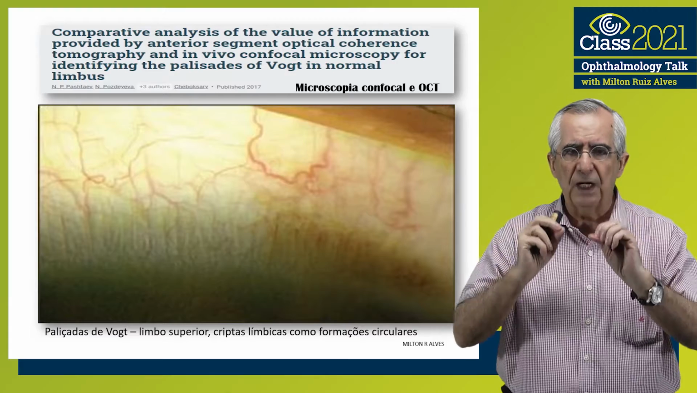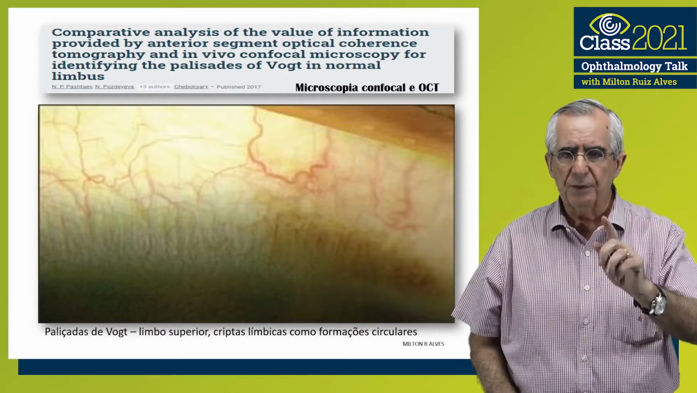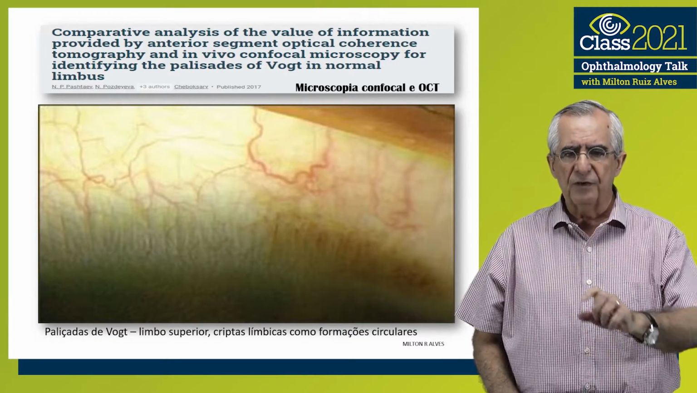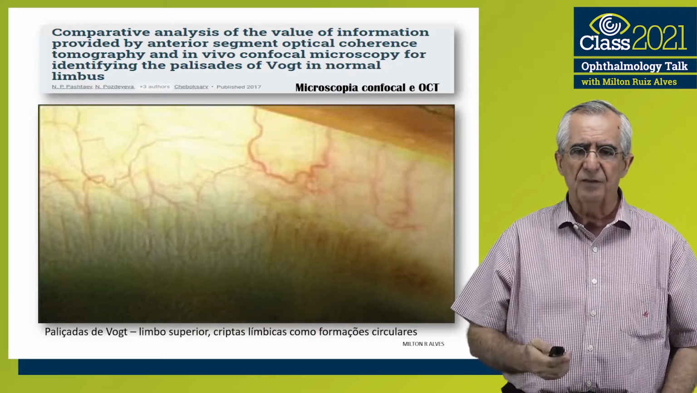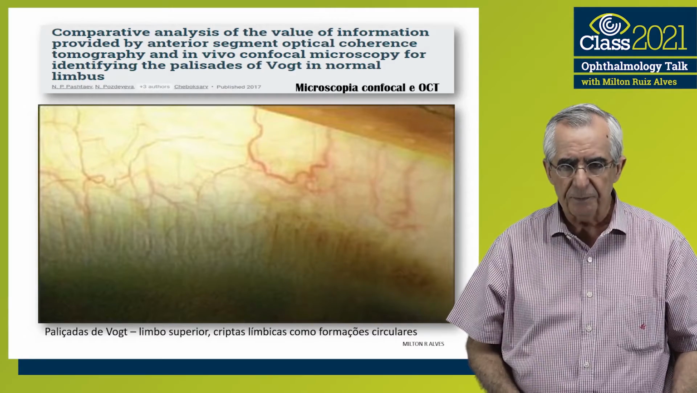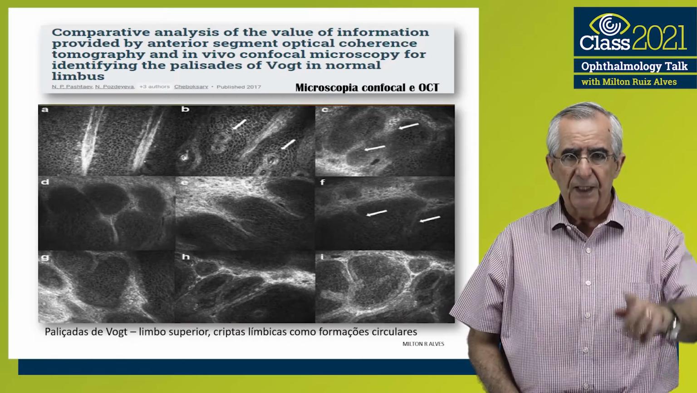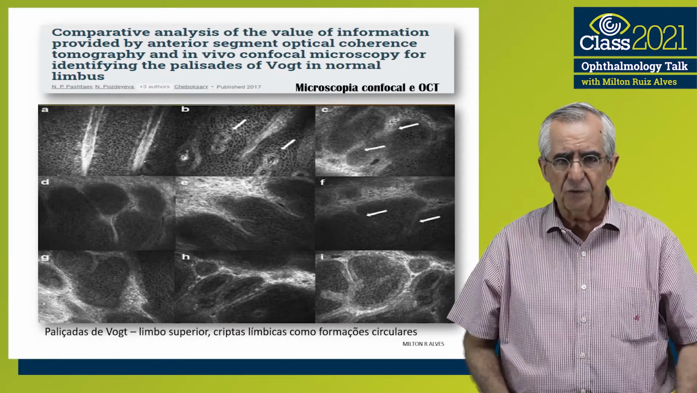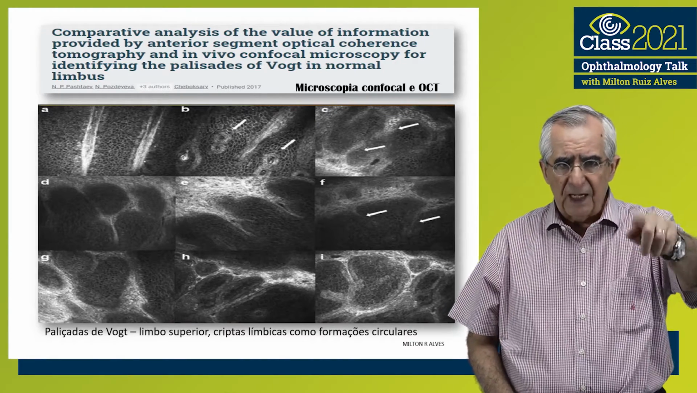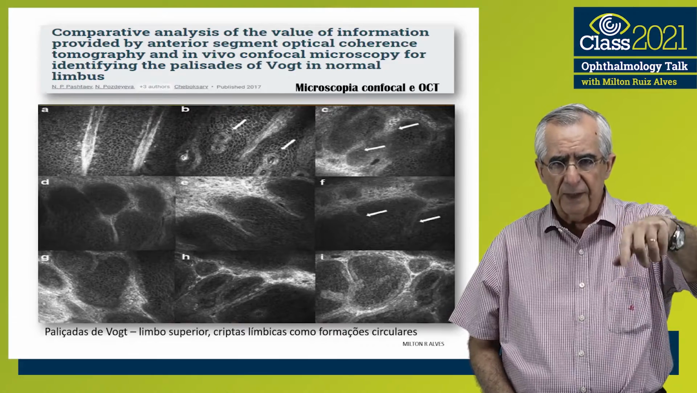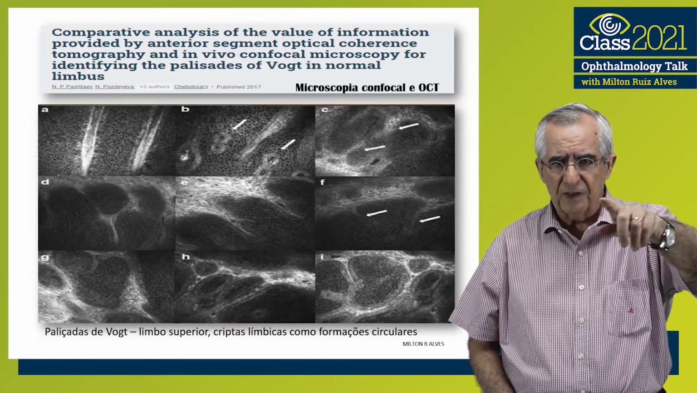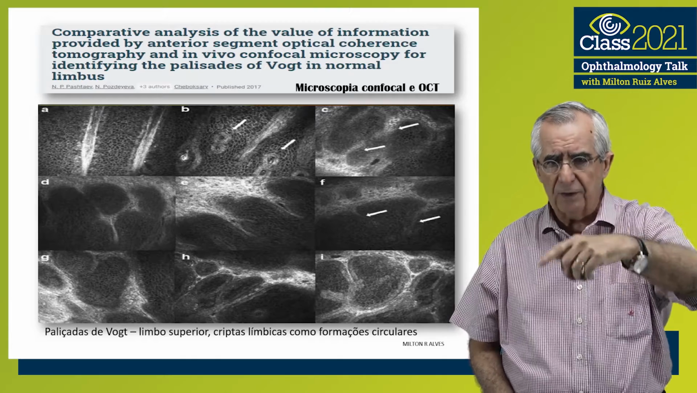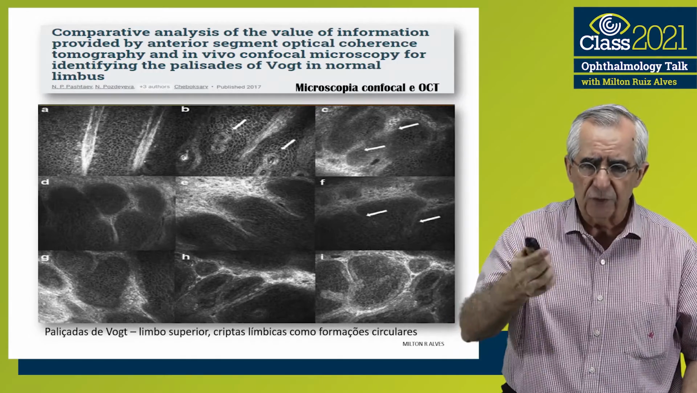Here we are to focus on the use of confocal microscopy and OCT in the study of the Vogt palisades and crypts. Observe here, we have both studies that show the columns of the Vogt palisades, and it also shows the aspects of the crypts with their circular formations.